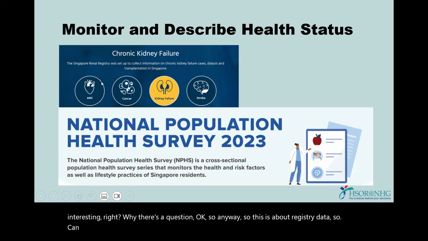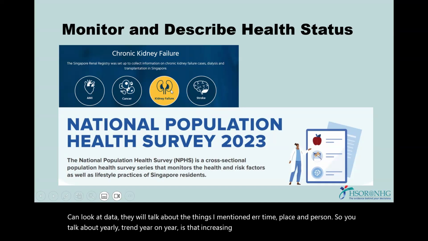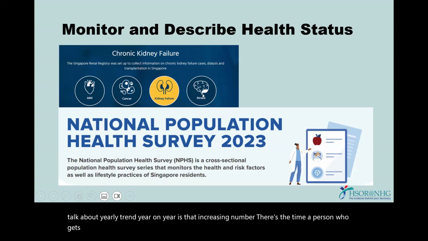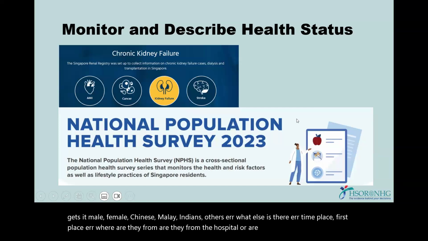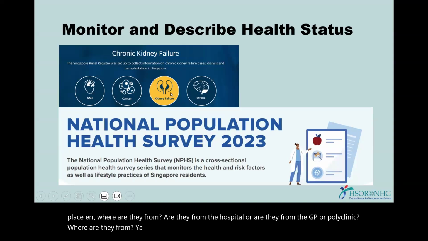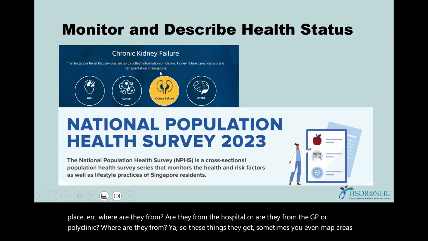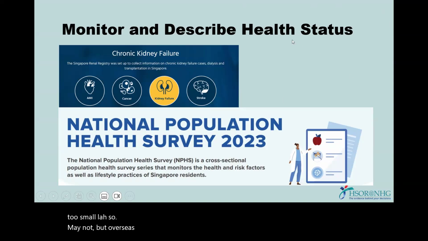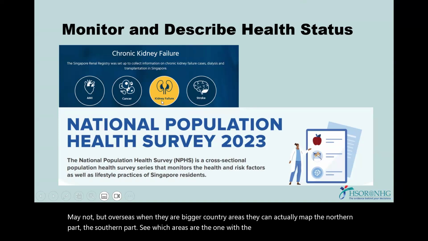So you can look at data, and you talk about the things I mentioned: time, place, and person. So you talk about yearly trend, year on year, is the number increasing? That's the time. Person, who gets it? Male, female, Chinese, Malay, Indians, others. What else is there? Place. Where are they from? Are they from the hospital, or are they from the GP or polyclinic? Sometimes you may even map areas. Singapore is too small, so maybe not. But overseas, when they are bigger countries, they can actually map the northern part, the southern part, and see which areas are the ones with the disease. So that is disease mapping, geospatial mapping.